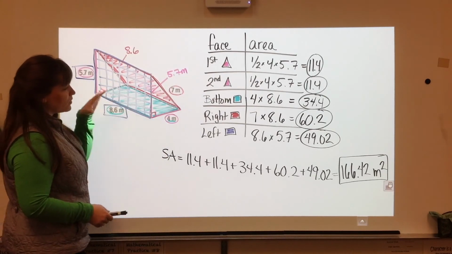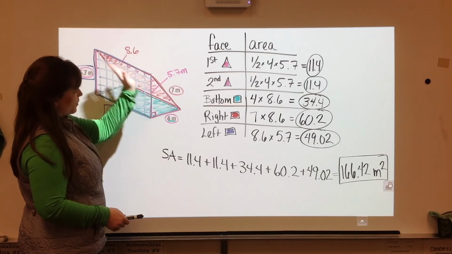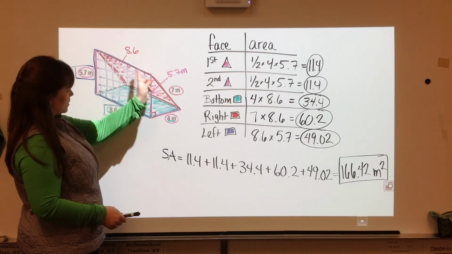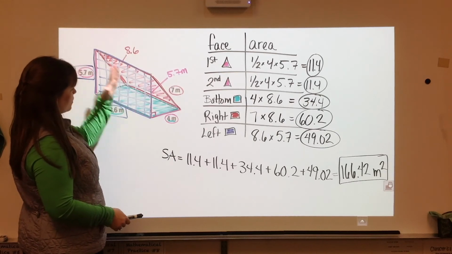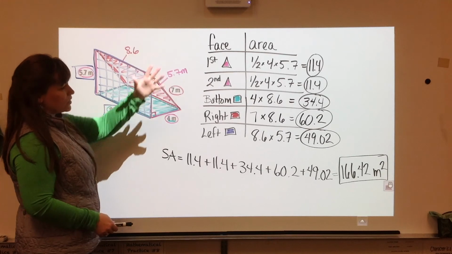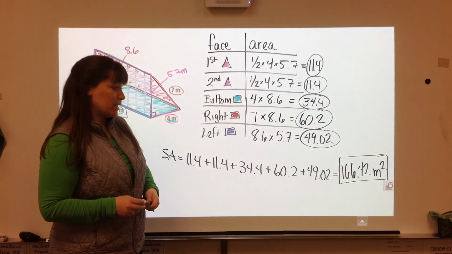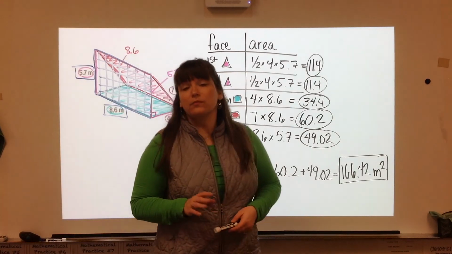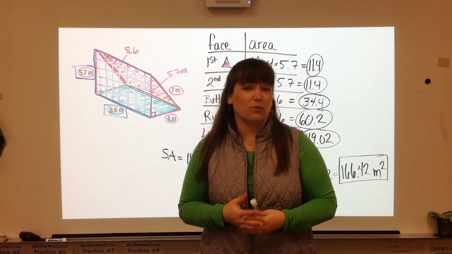My green rectangle is the bottom, so that's 4 and 8.6. My red is the right-hand side, which is 8.6 and 7. Notice this is parallel to this, which is parallel to this. And then my blue one crosses over all of them, and that's the 5.7 and the 8.6. When you do the math and add it up, you should have gotten 166 and 42 hundredths meters squared for your answer. This is tricky. You have to be very visually attuned to what you're looking at, and that's why the colors help.